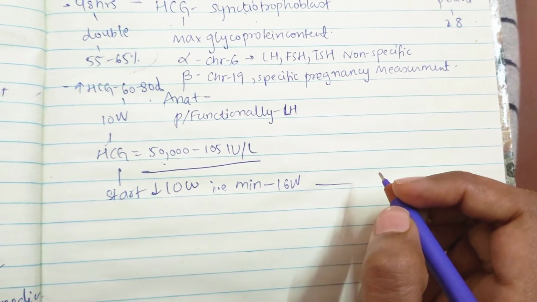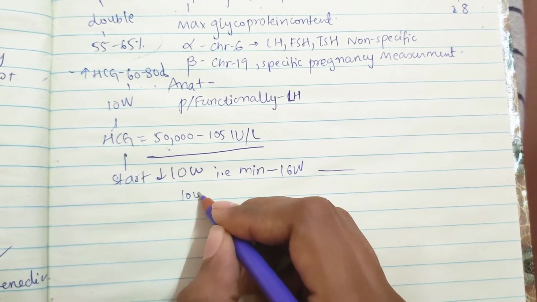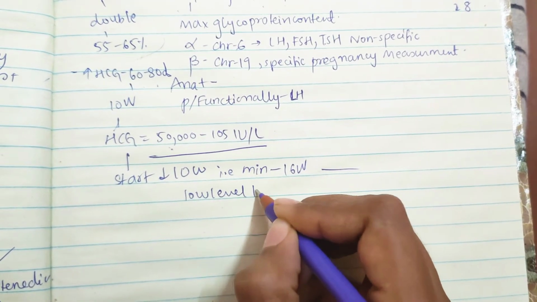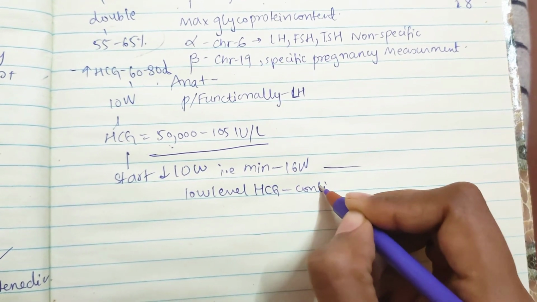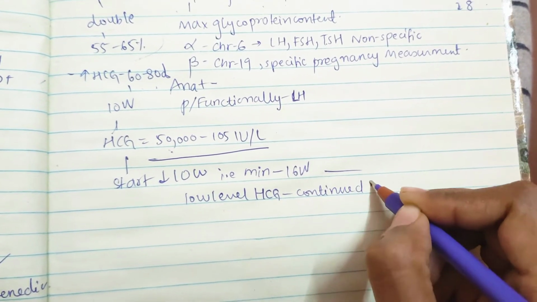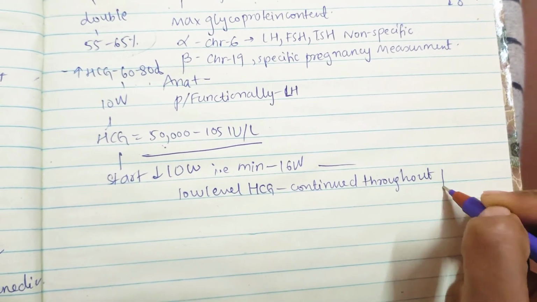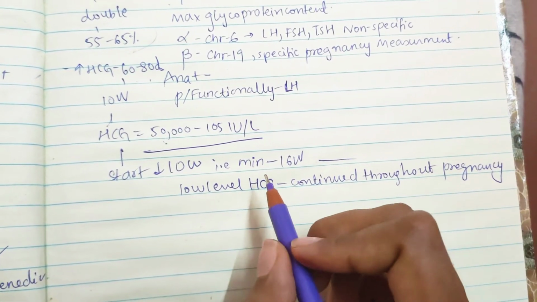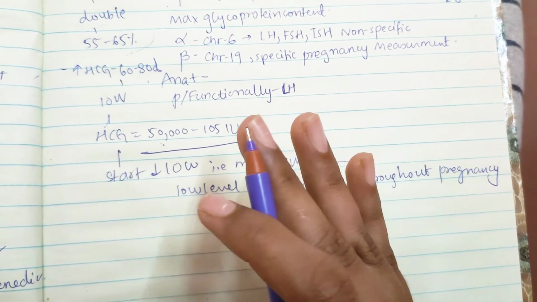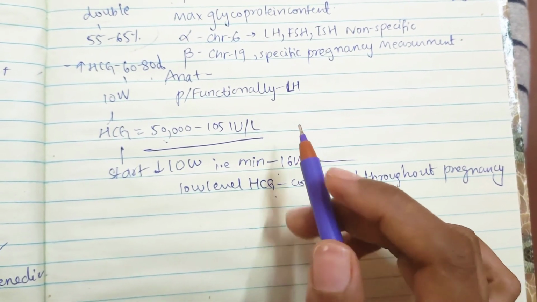Now coming to HCG, a low level of HCG is continued throughout pregnancy. So in the whole of pregnancy, you can see the HCG level is low, but before the 10th week it is high. In the 16th week it is minimum.